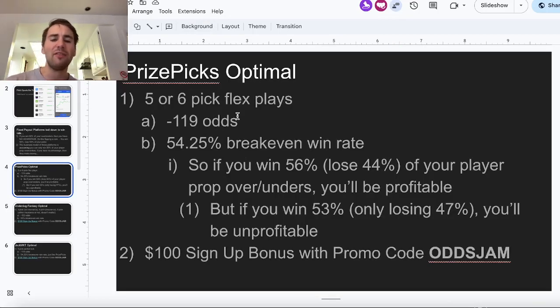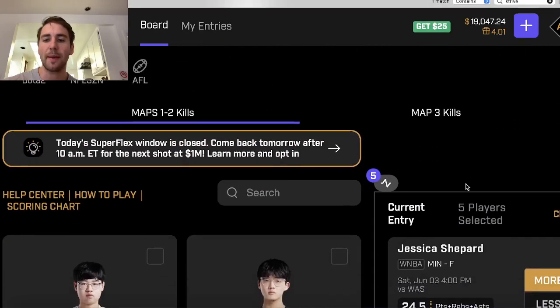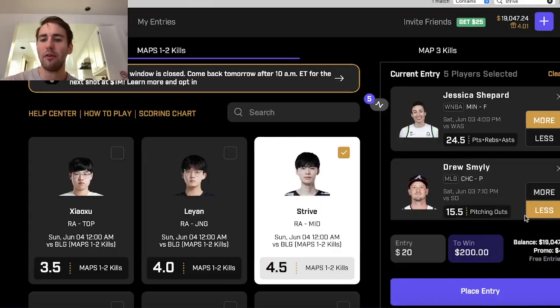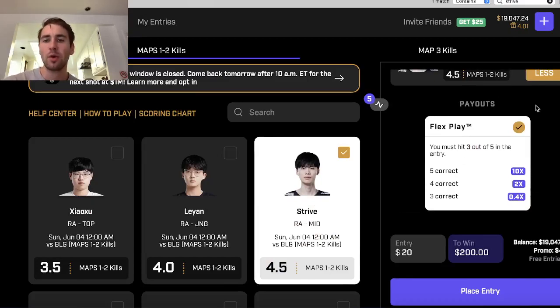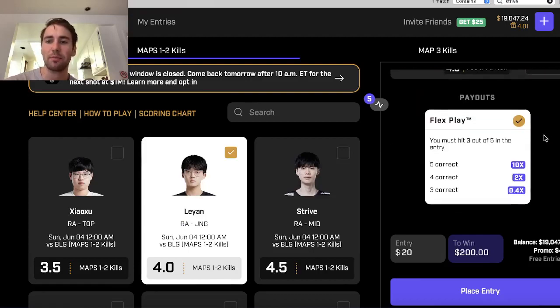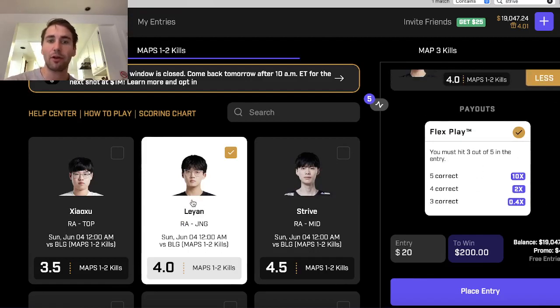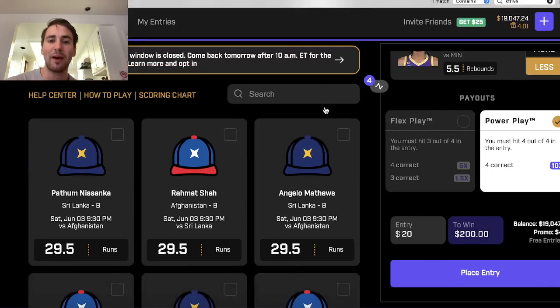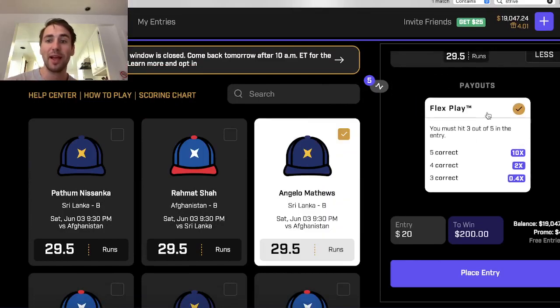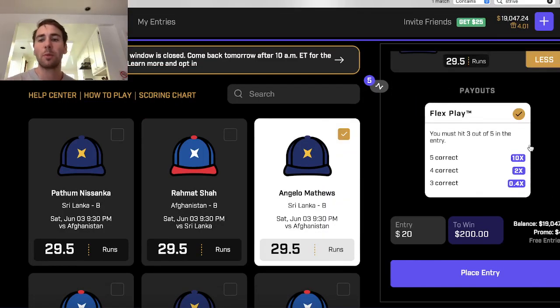I've explained PrizePicks before, but essentially what I call a fixed payout platform. What that means is any 5 picks you select, if I switch this to a different play, under, over, whatever, you're always getting the exact same payout. We can switch this to a cricket play and we're still getting the same payout. Depending on the picks you select, your payout doesn't change.